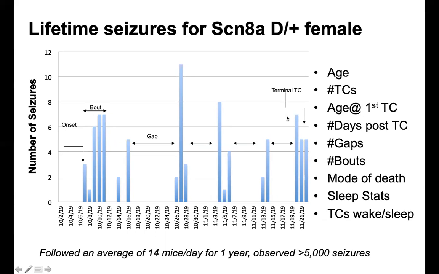What we measure when we look at these mice is the age at which they perish, the number of TCs they've had in their entire life, their age at the first tonic-clonic seizure, and the number of days they survive after that. We analyze the gaps and the bouts, and we look at the mode of death, and I will describe 3 different modes of death. We look at sleep architecture, and we count the number of seizures in the wake and sleep periods. And just to say that we've now followed over 14 mice on average per day for a year and observed over 5,000 tonic-clonic seizures. So what I'm going to present to you today will encompass some of what we've learned.